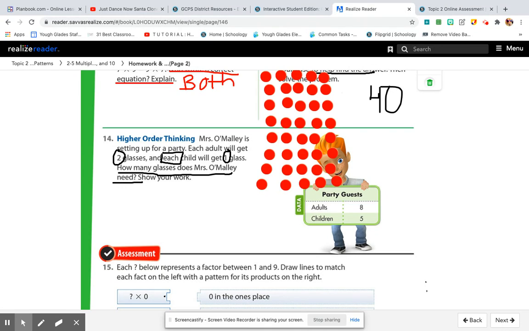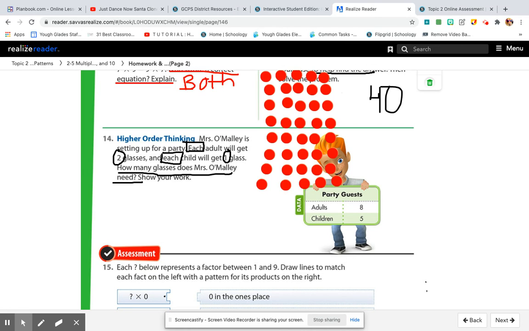So Mrs. O'Malley is setting up for a party. Each adult will get 2 glasses. There's another each we missed out. Each child will get 1 glass. Did you catch that the first time? So each adult gets 2 glasses. Each child gets 1 glass. How many glasses does Mrs. O'Malley need?